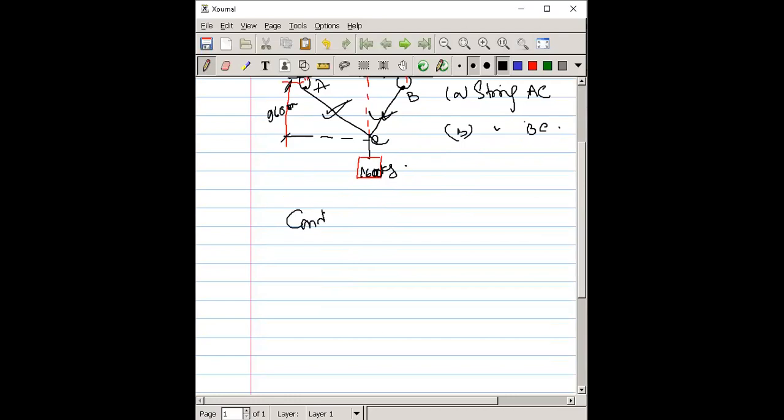Condition for Lami's theorem is what? One, all the forces should be concurrent, and two, all forces should be co-planar. So if these two conditions are satisfied by these three forces, then we can easily apply Lami's theorem. So if this is the question, first make the free body diagram.